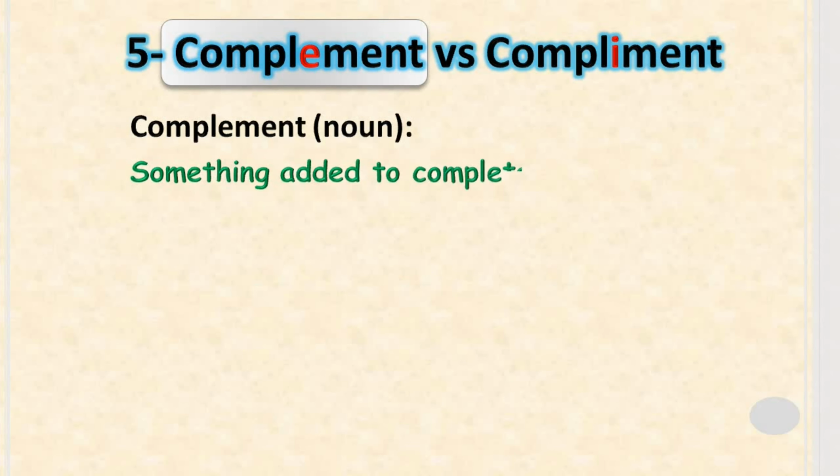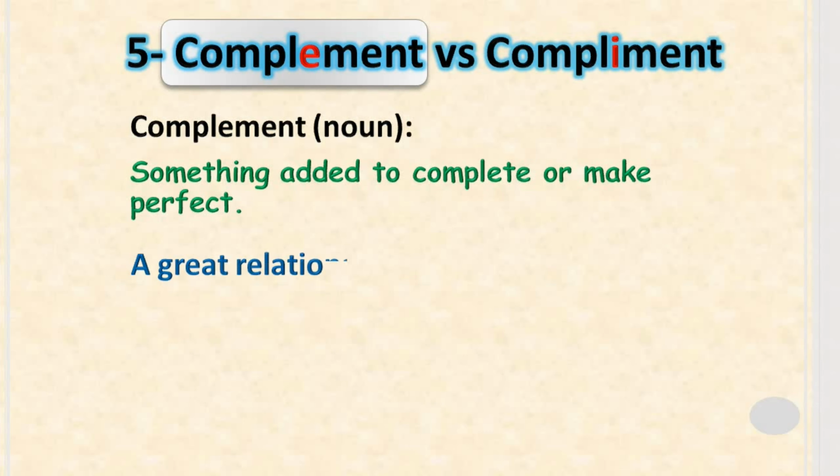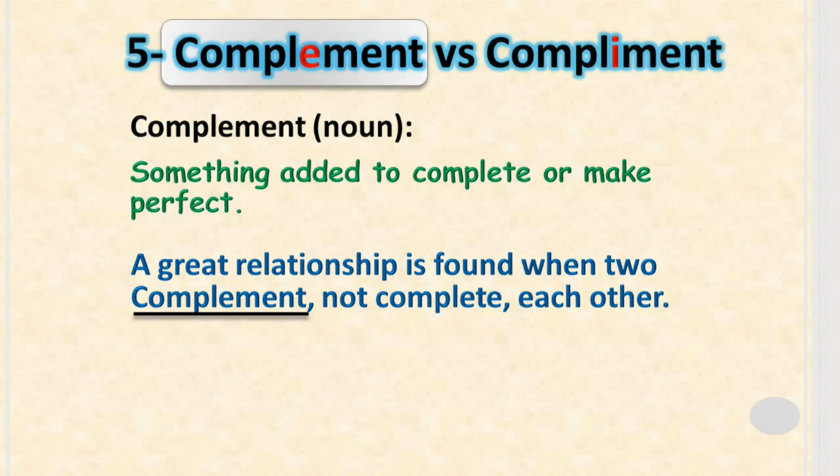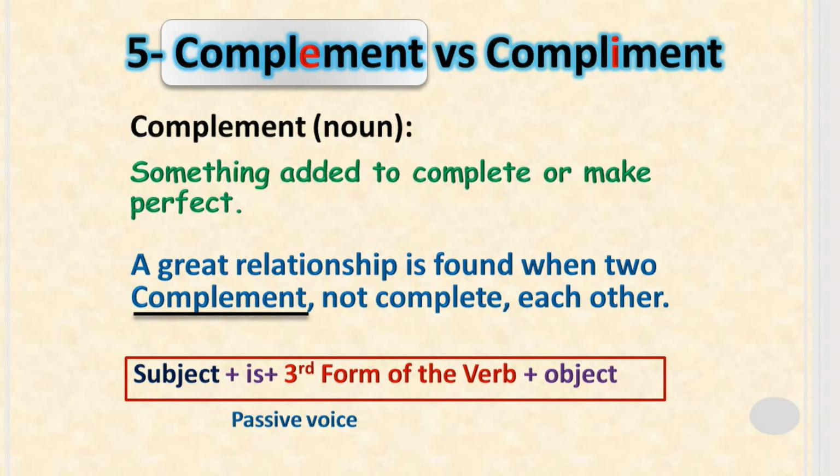Complement, it's a noun, something added to complete or make perfect. You said something or you added something that makes perfect sense. So we use complement. A great relationship is found when two complement, not complete, each other. So here again, third form of the verb, it's passive voice.